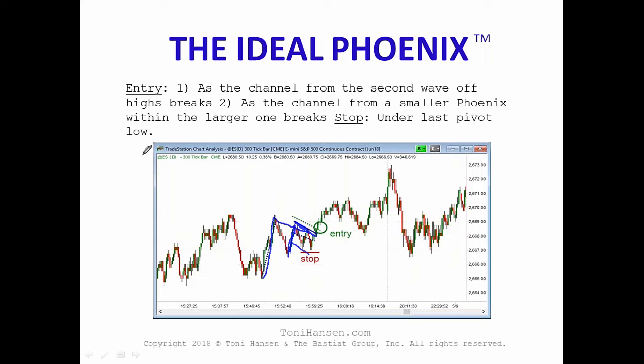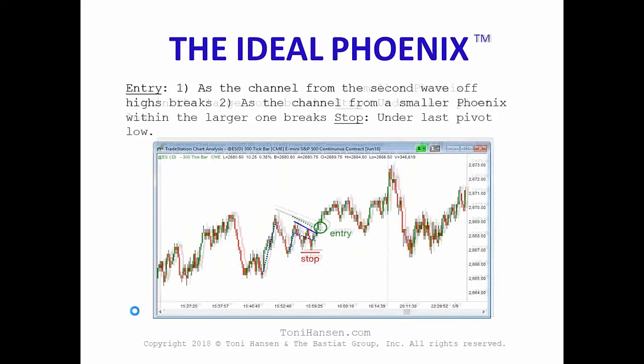The stop level is under that last pivot low. So if this was a two-wave correction where you had a lower low, you'd have to use a stop under that low if you are buying a break in the channel coming off of that second low. If instead it formed over here and did another Phoenix before it went, you would use a stop under that last low. So I'll clear this up and draw that up here for you guys. Basically, if it goes like this, you use a stop here, entry here, if you're just using the two-wave channel break.